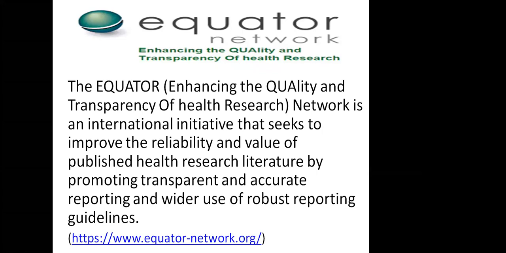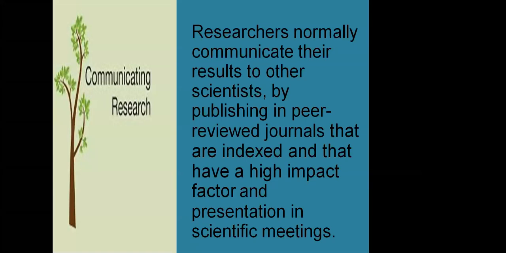So after conducting our studies or research and preparing our manuscript, we come to the step of communicating our research. Researchers normally communicate their results through peer-reviewed journals, preferably with a high impact factor, or by presentation in scientific meetings. Peer-reviewed journals are journals in which the articles are vetted by independent referees for quality and interest, and are therefore more highly regarded by researchers. And articles published in journals that are indexed by indexing services are retrievable and accessible to other researchers. Thus, it ensures wider dissemination to the scientific community.